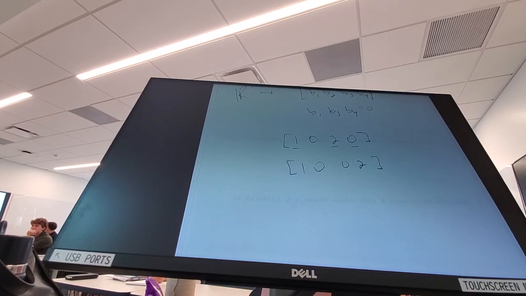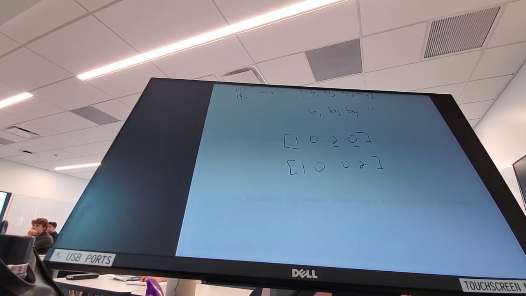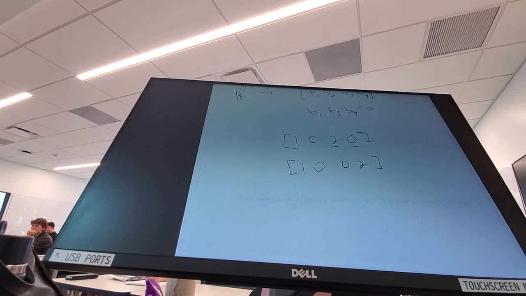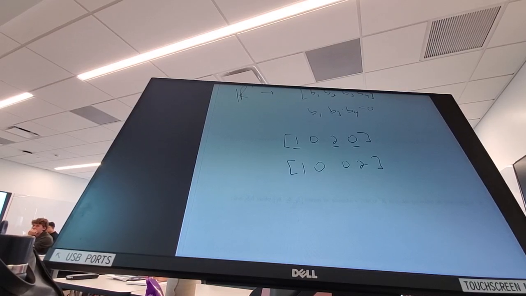What do I get when I add those? I get 1, 0, 2, 2. What's B1 times B3 times B4? 4, which is not 0. So when I add two vectors together, is it still in the subset? No. So is that a subspace? No.